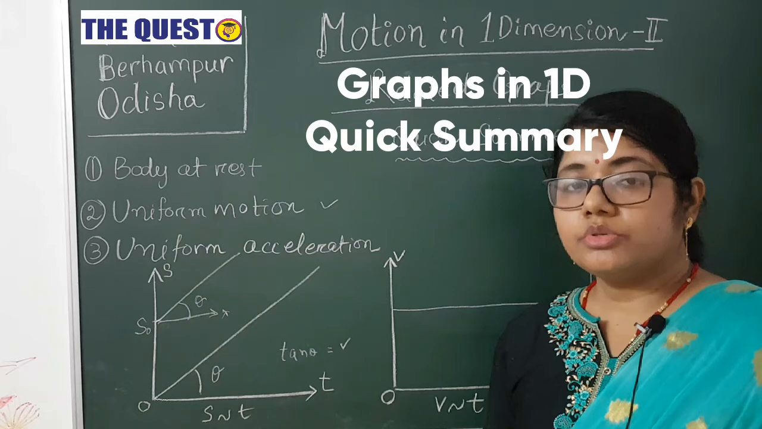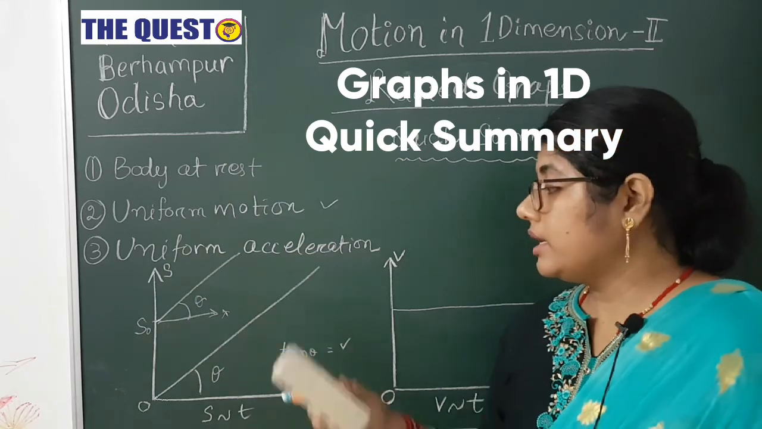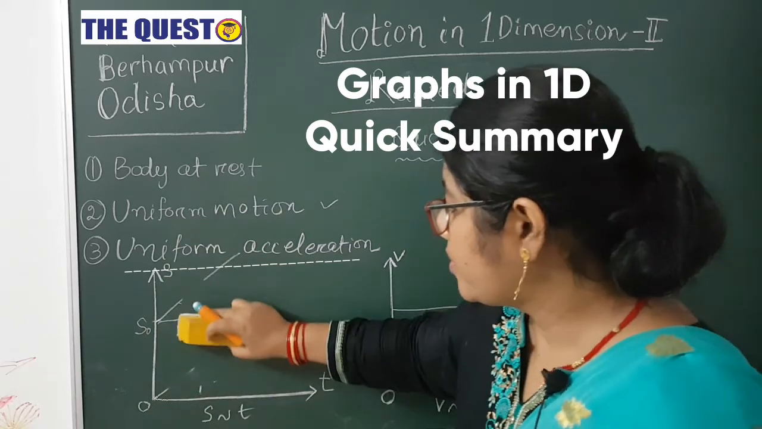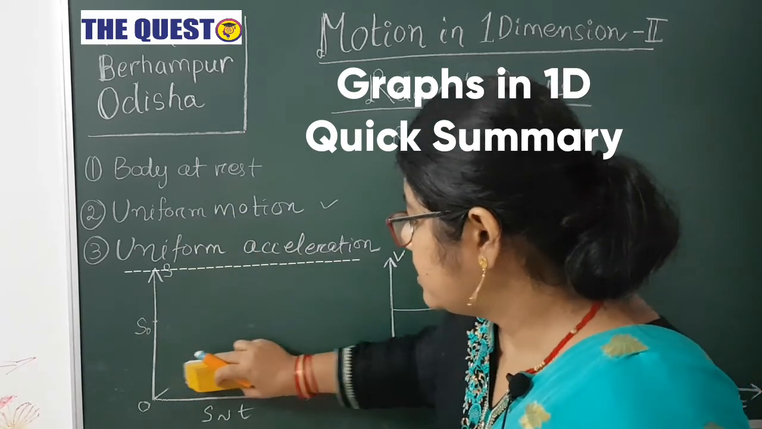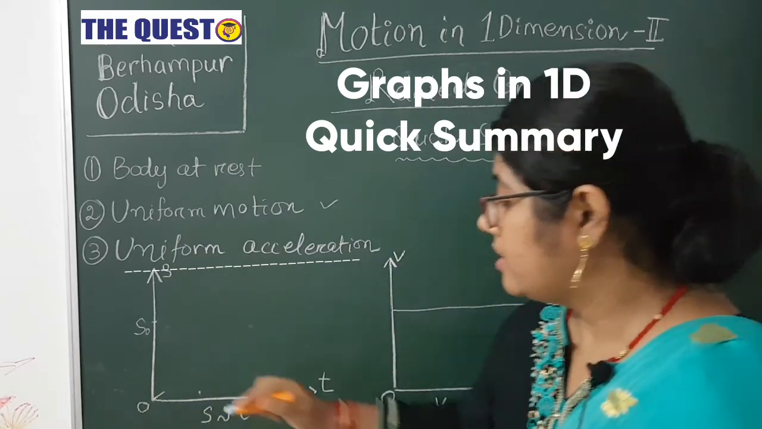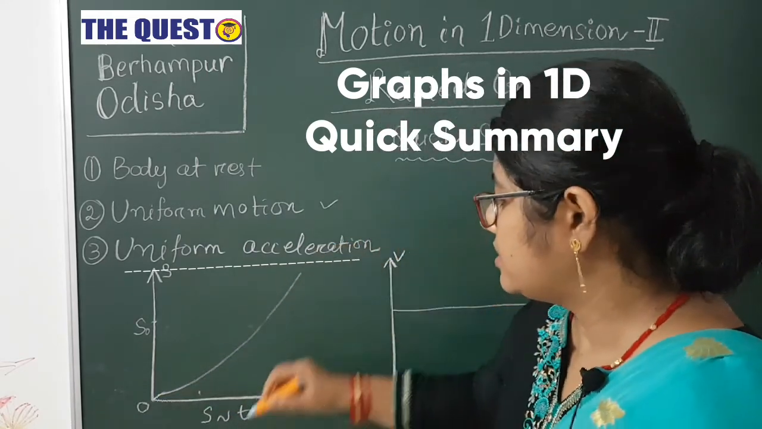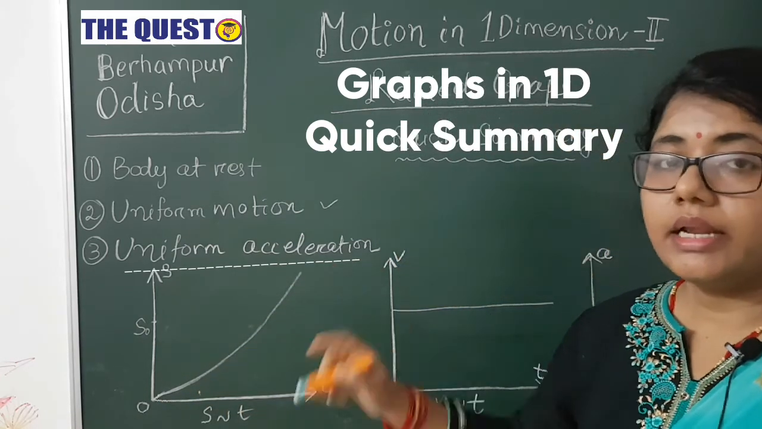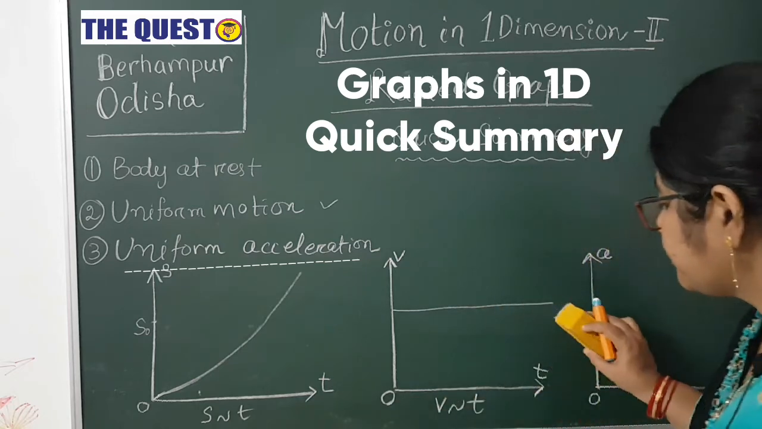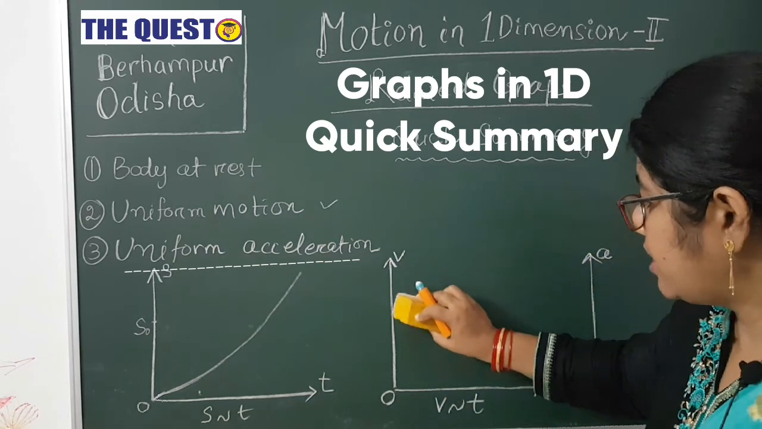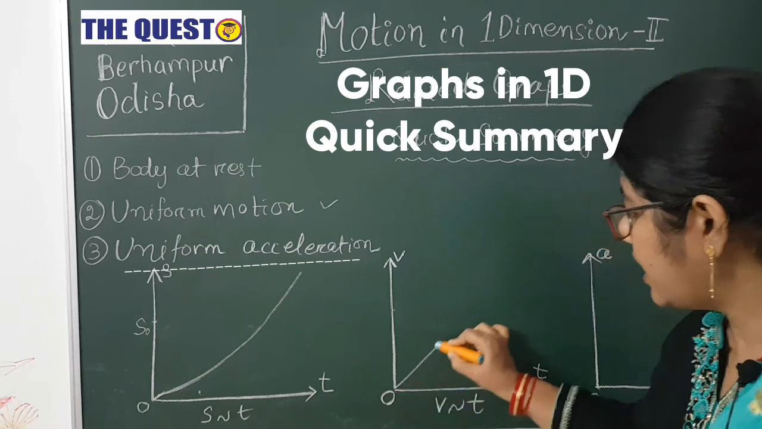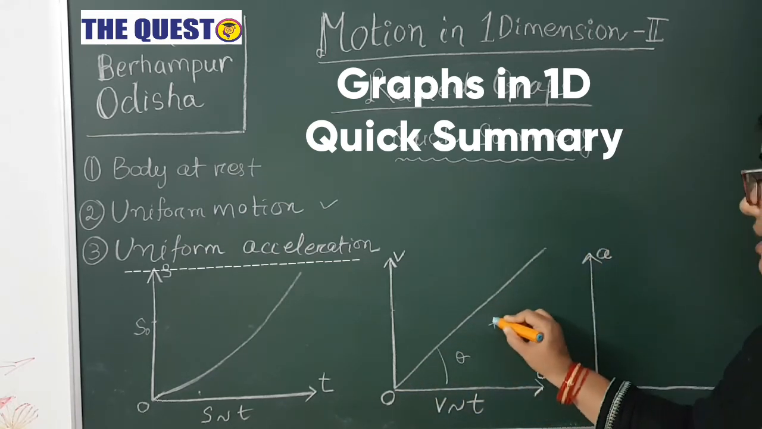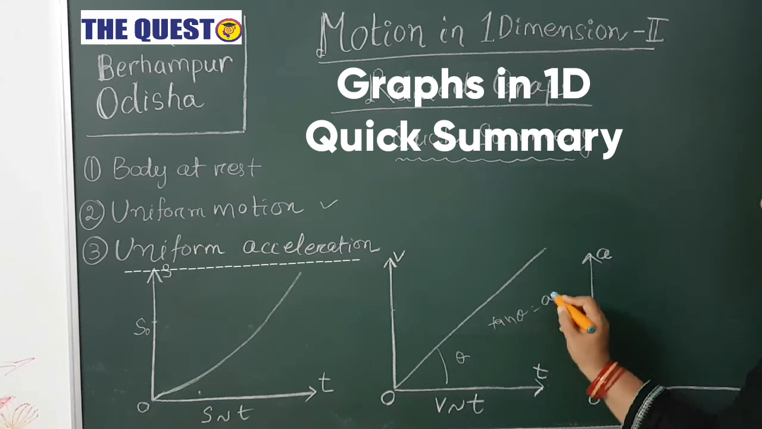If the body moves with a uniform acceleration, then its displacement time graph will be like this. As it is a curved line, we will discuss it in the next video. And the velocity time curve will be a straight line making an angle theta with the time axis. Here tan theta is equal to the acceleration A.